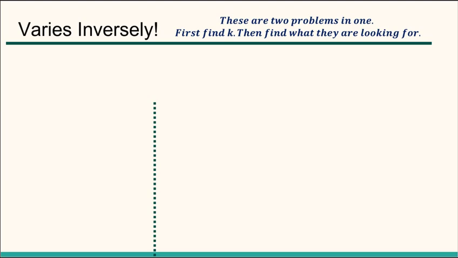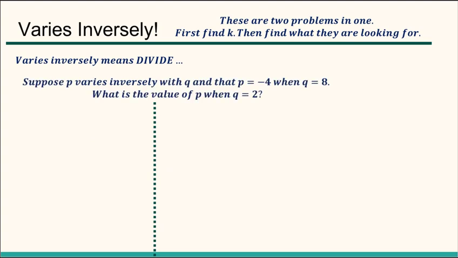Varies inversely. These are still two problems in one. First find k, then find what they're looking for. Varies inversely. That means divide. So if we have a problem, suppose P varies inversely with Q and that P equals 4 when Q is 8. What's the value of P when Q is 2? There's two problems in one. First I write down, it says P varies, so I write down P equals. It says inversely. That means k over Q. So that means we're dividing with the Q.